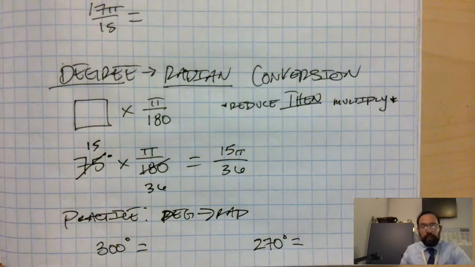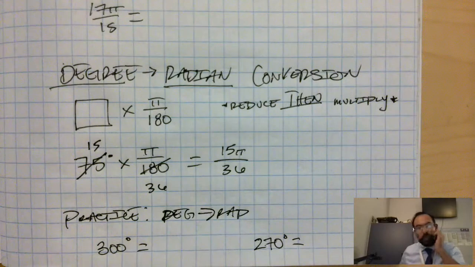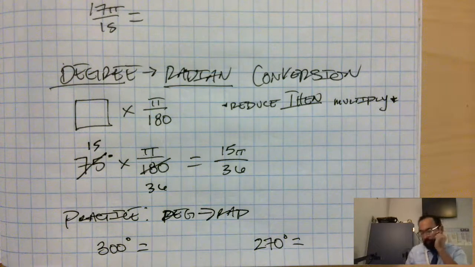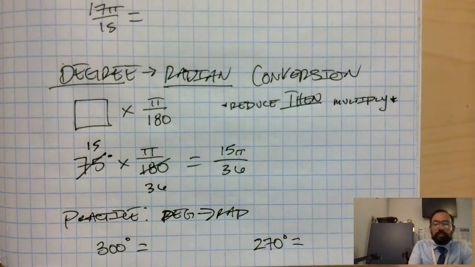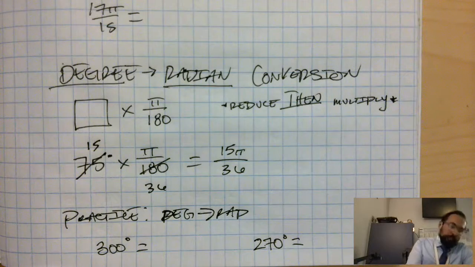Alright, so go ahead and practice converting these two angles in degrees into radians. Convert these two, 300 degrees and 270 degrees, from degrees to radians. Pause the video now. When you're done, continue to the next portion.